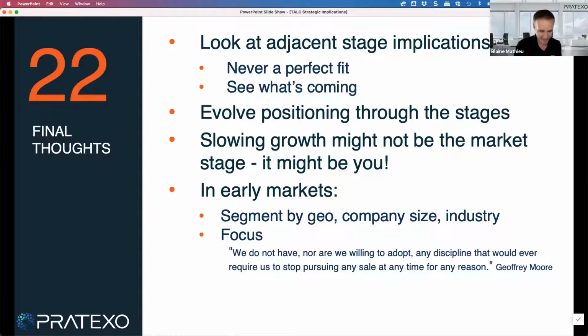My favorite sentence in Crossing the Chasm is this one right here. Why do most startups fail? They fail for this reason, right? We do not have, nor are we willing to adopt, any discipline that would ever require us to stop pursuing any sale at any time for any reason. It's so hard not to try to go wide in the early days and appeal to every customer in every market with every need and use case. But you might get lucky, and if you time the market exactly right and the rising tide is going to lift your ship. More than likely, though, you're going to have a hard time with this strategy.